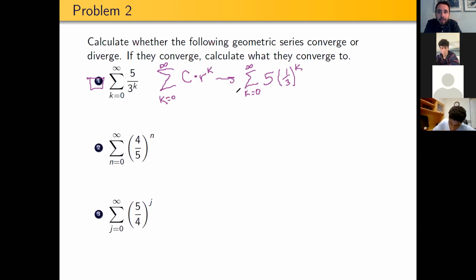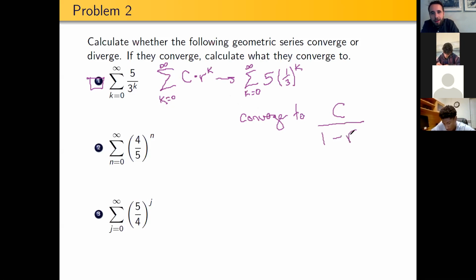Once we realize that, the question becomes, does it converge? And if so, what does it converge to? We saw in the YouTube video that in fact, this will converge, and it will converge to the quantity c divided by 1 minus r, as long as the absolute value of r is less than 1.